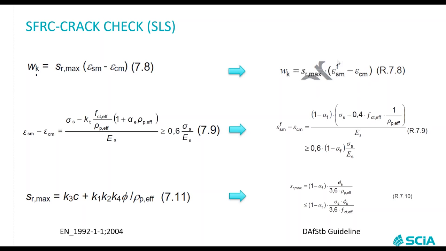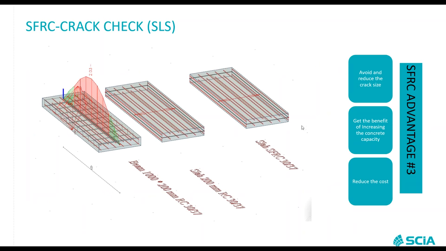As you can see, it's exactly the same, only this is the difference. And here the German guideline explains how we can calculate the differences in the strain. This value is exactly the value like here, but it's multiplied by 1 minus alpha. And alpha, according to the German guideline, is something less than 1. So in fact, the strain value when we are using the steel fiber concrete is less than the value in the traditional concrete. The same story for the SR max, almost the same formula multiplied by this factor. Let's see what that means in SCIA Engineer.